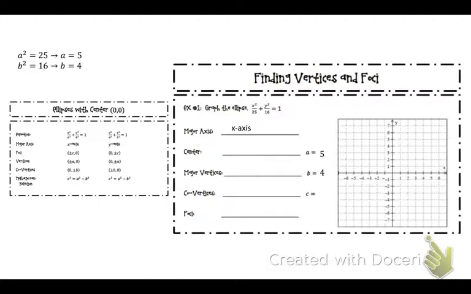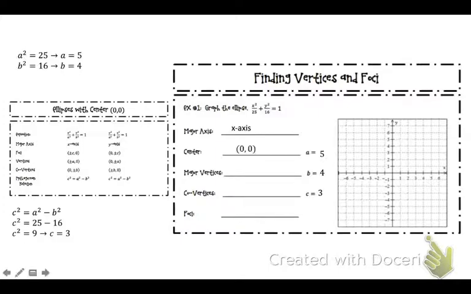Then let's find c. c squared equals a squared minus b squared, and that's the case for all ellipses. So that's 25 minus 16, which means c squared equals 9, which means c equals 3.